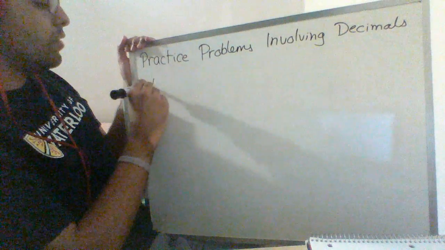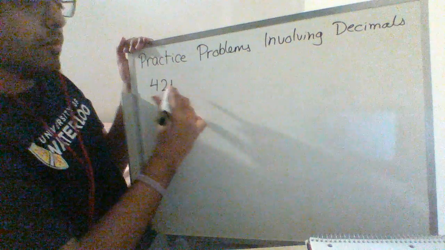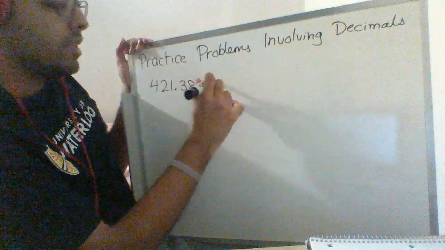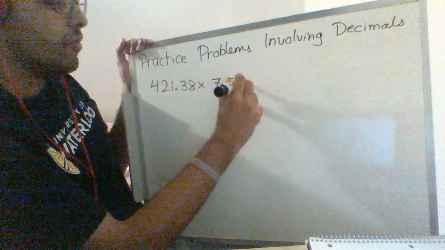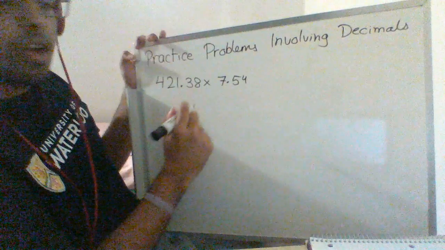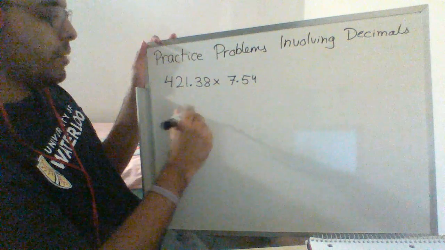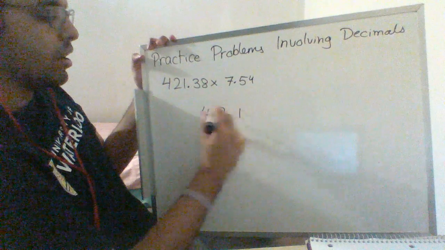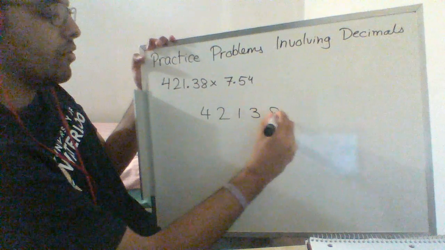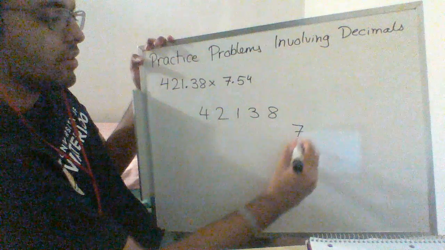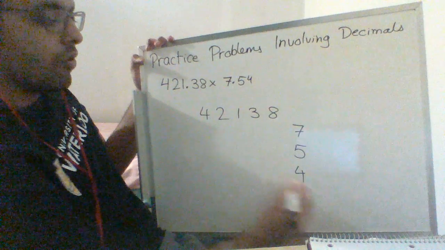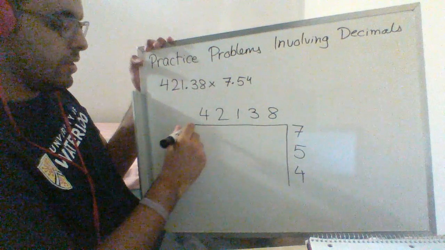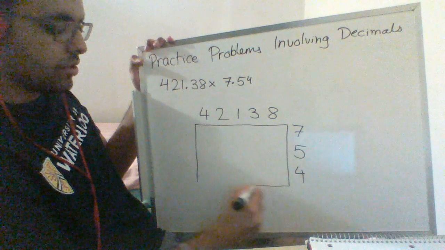So for this one, we're going to start with 421.38 times 7.54. So if we want to set this up as a lattice, we're going to put our first number like so down the side, or across the top, and then the other one down the side. So we have 42138 and 754, like so. And we're going to build our lattice based on this sort of structure.